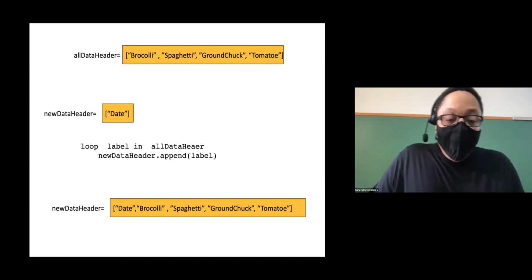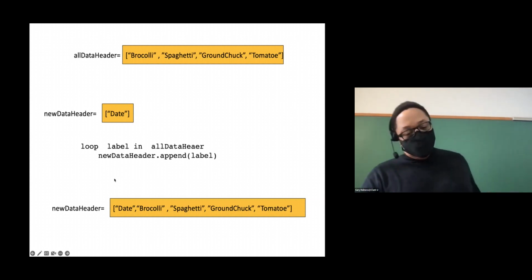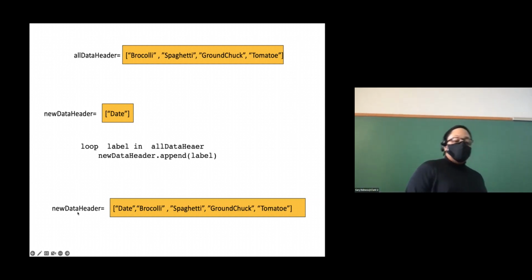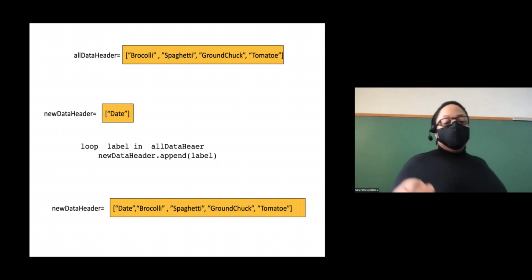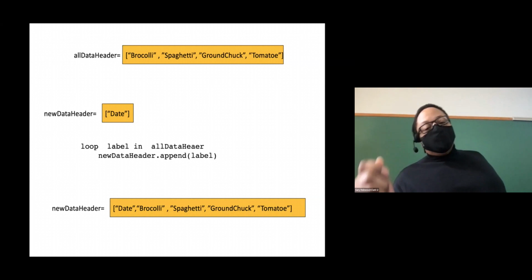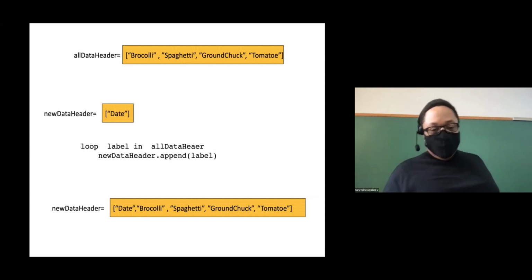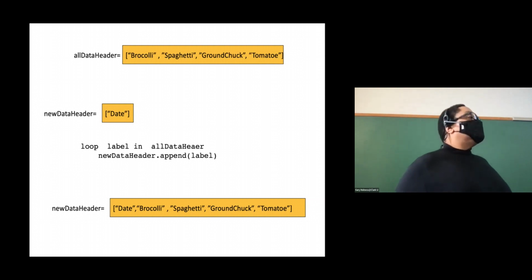All right. So when this loop exits, when it halts, we get a version of new data header. And you'll notice here in the 0th position, we have that date string. And so each time we start out with date, and then we have date and broccoli, date, broccoli, and spaghetti, date, broccoli, spaghetti, ground chuck, date, broccoli, spaghetti, ground chuck, and tomato. Does that make sense? Are there any questions?